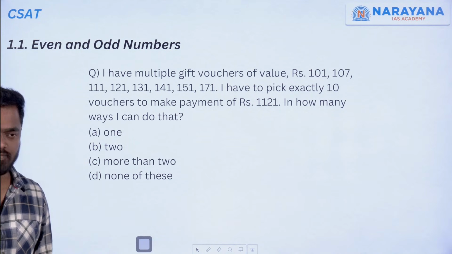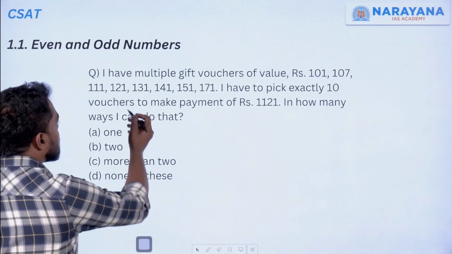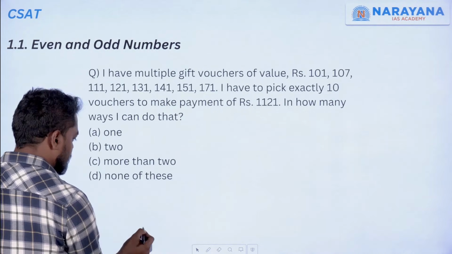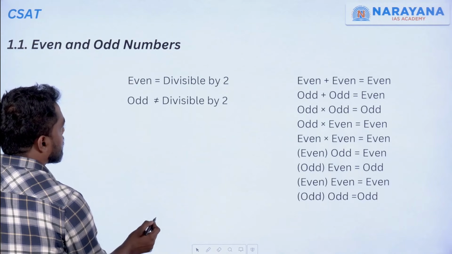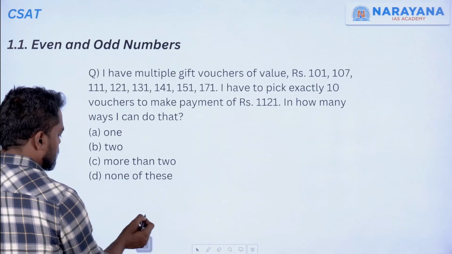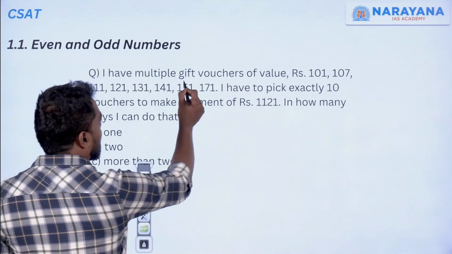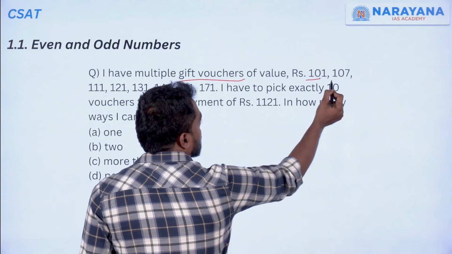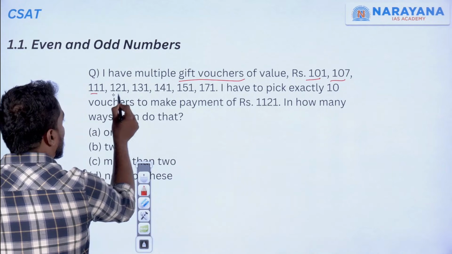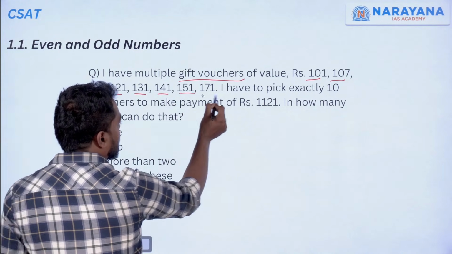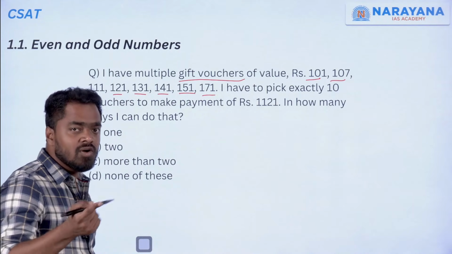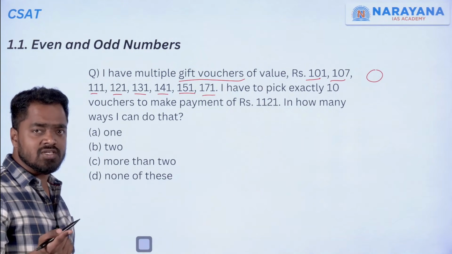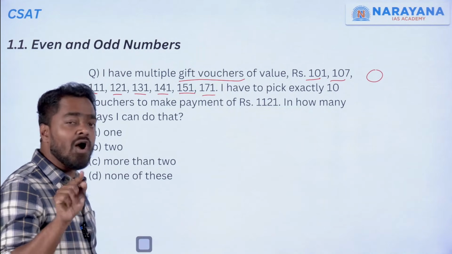Okay. So what is the question? We have multiple gift vouchers. They are of value 101, 107, 111, 121, 131, 141, 151, 171. So if you observe, all these are odd numbers. So all the gift vouchers are of value which are odd numbers.